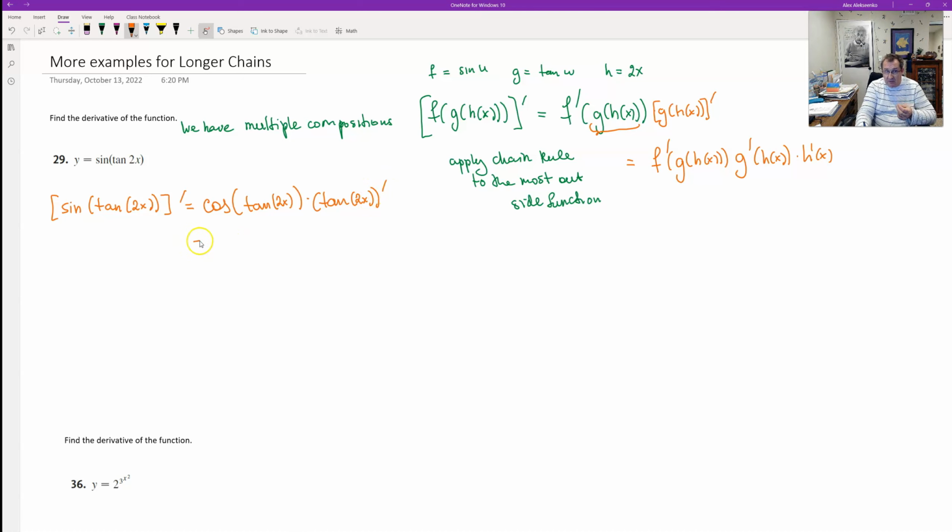We are not done yet because now we take the derivative of the second term. The first term we just copy. That's pretty straightforward. But the second term will have cosecant squared. For the variable, I'll put 2x, and then I take that 2x, take it out, and differentiate. So the final answer is cosine of tangent of 2x times cosecant squared of 2x times 2.